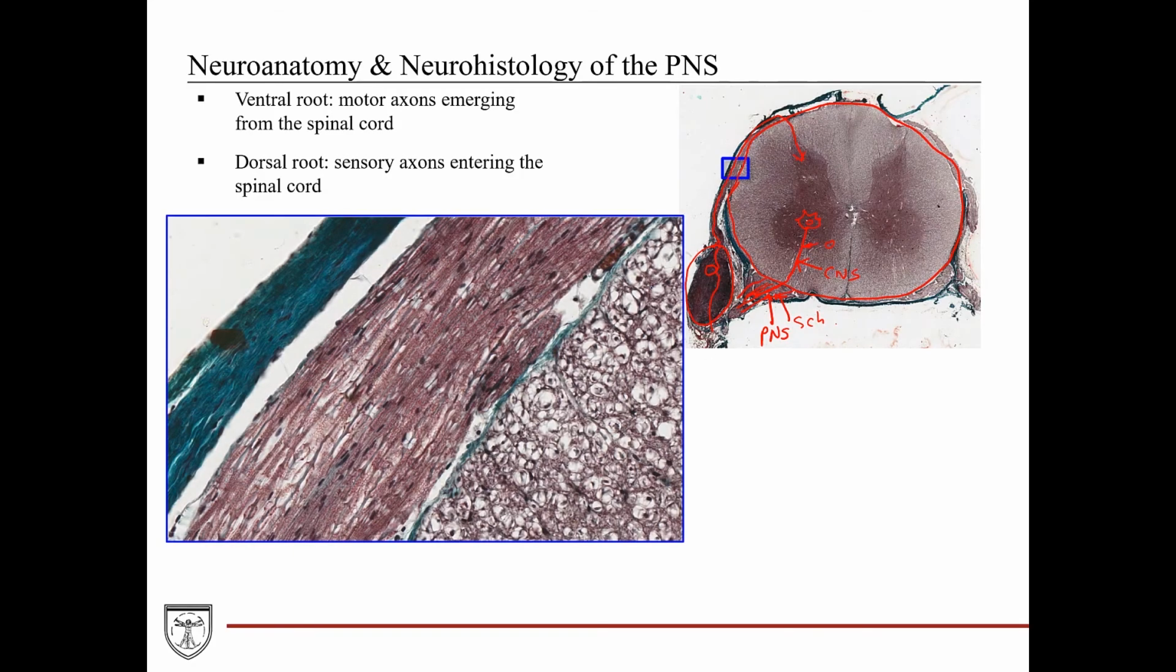Looking at this dorsal root at a higher magnification, we can appreciate this bundle of axons that are traveling together and are myelinated at regular intervals by the Schwann cells, with nodes of Ranvier here and there quite readily visible. And a lot of these elongated nuclei belong to those of the Schwann cells.